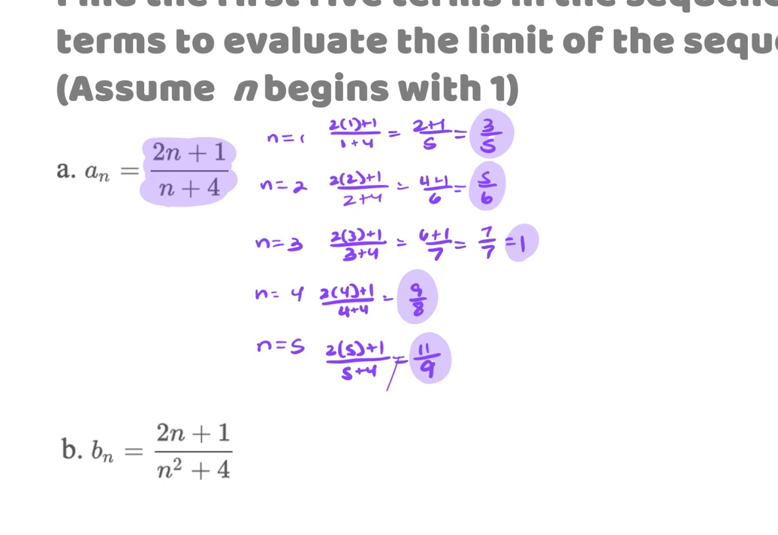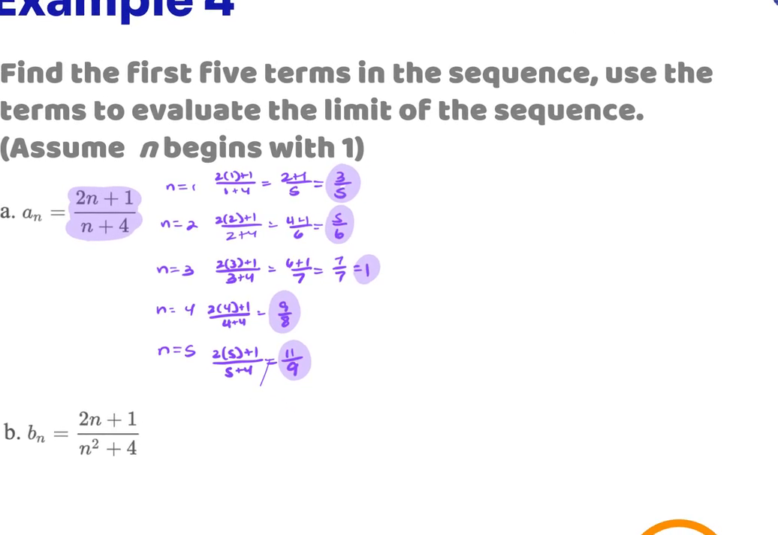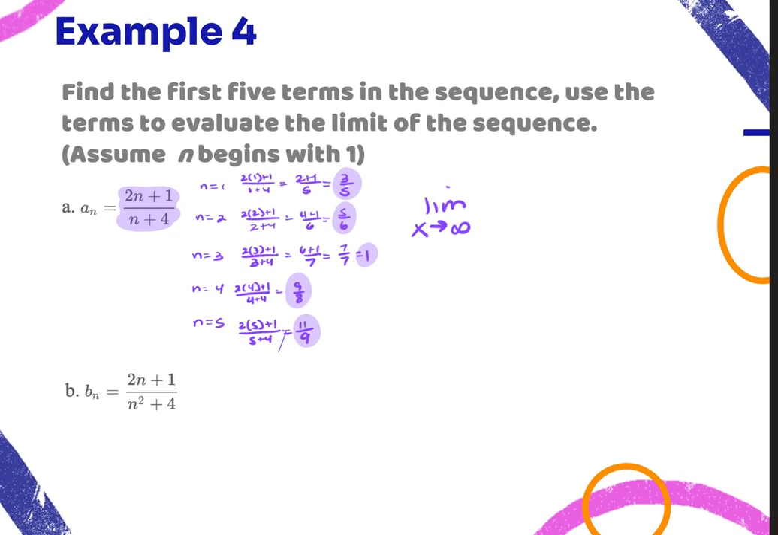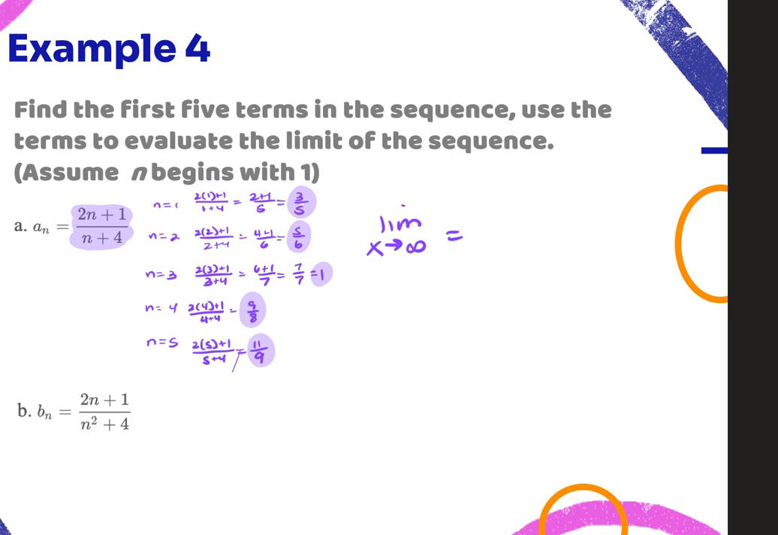What's true about the exponent in the top and the bottom? They are both 1. So where would the horizontal asymptote be if I graph this? 2. So if I kept going with my n values, I would get closer to 2. I would never hit 2 or bypass 2, which means that the limit is 2. So the limit as n approaches infinity of 2n plus 1 over n plus 4 equals 2.